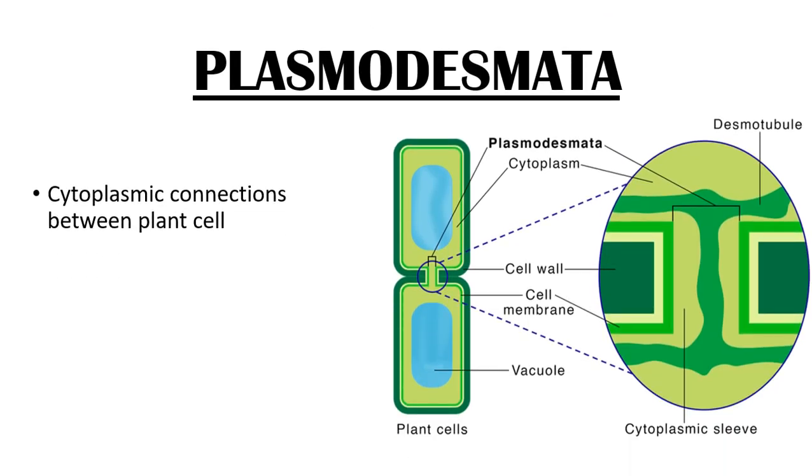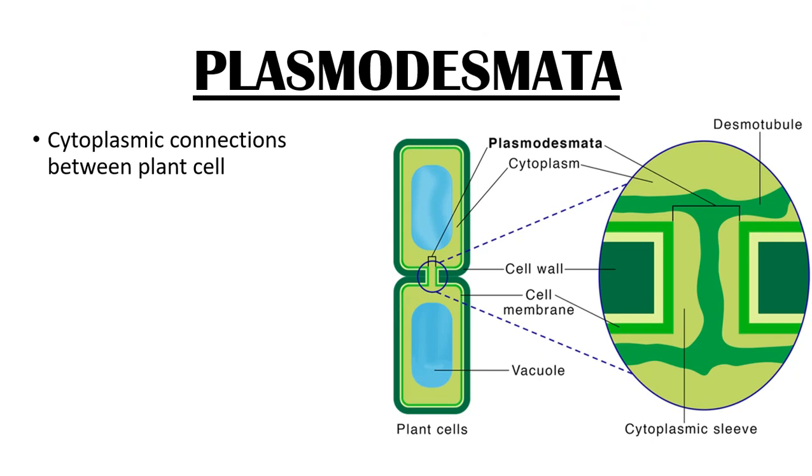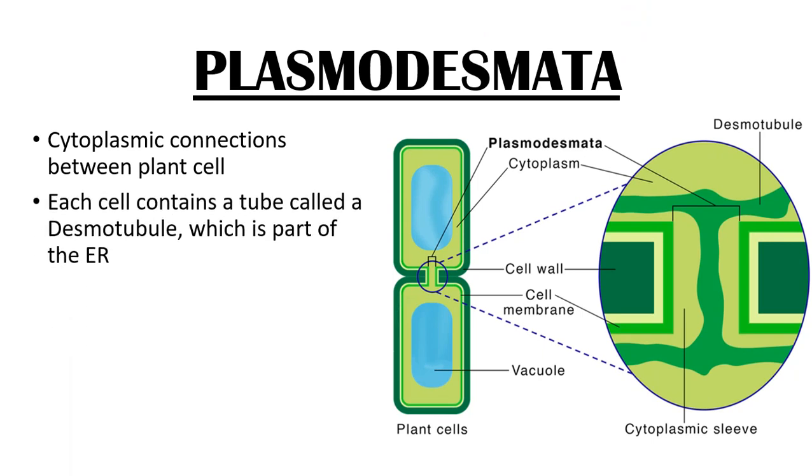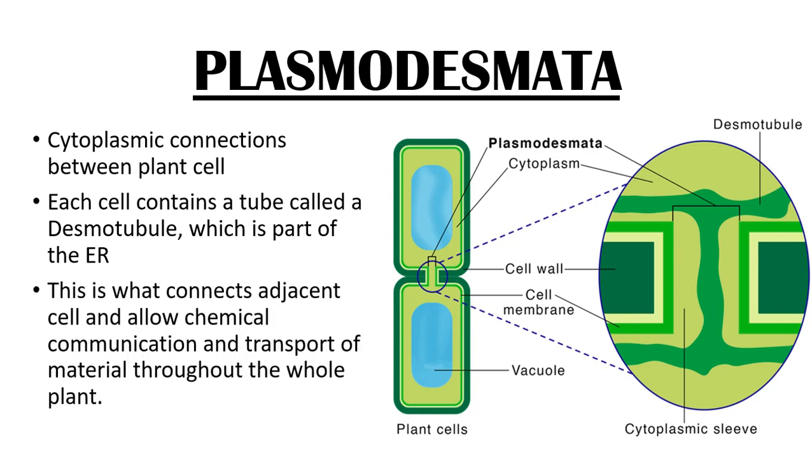The plasmodesmata are small cytoplasmic connections between adjacent plant cells. Each plant cell has a tube called a desmotubule, which is a part of the endoplasmic reticulum present in each plant cell. Plasmodesmata provide chemical communication and transport material throughout the whole cell.